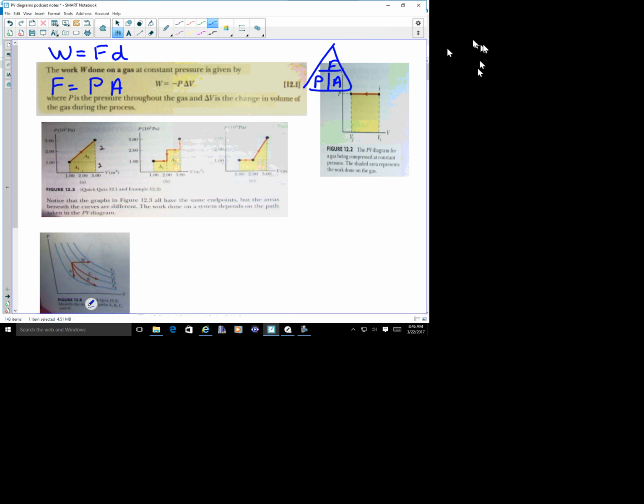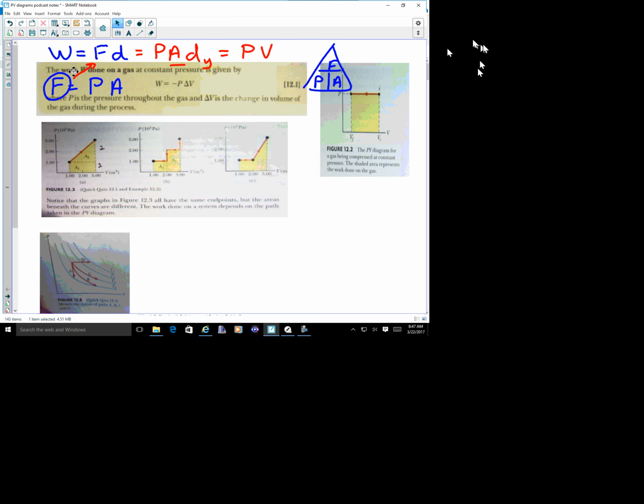So what I'm going to do here is take this PA, and plug it in for that F up there, and that gives me this, P times A times D. Otherwise, W equals bam. Now, if this distance is in the Y direction, and that area, once again, is base times length, then you could say base times length times height equals volume. So work also equals P times D.